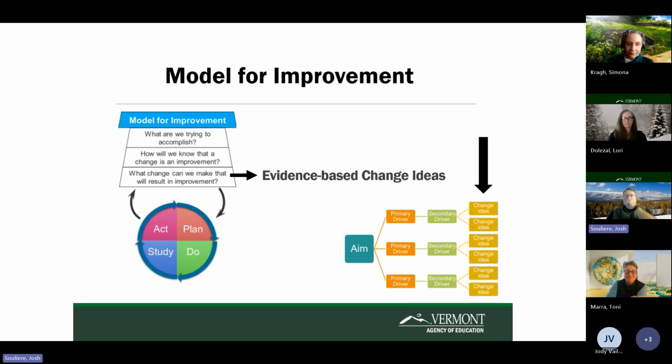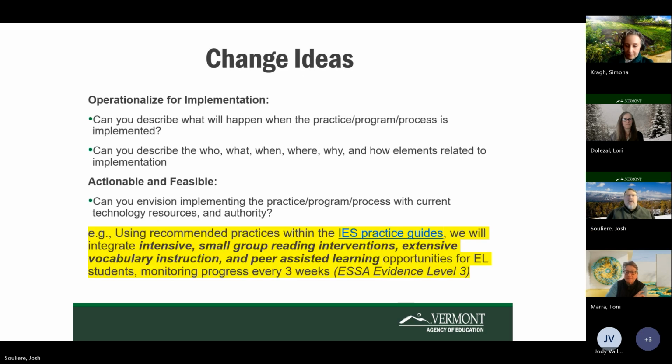Awesome. Thank you. All right, the next step, evidence-based change ideas can be selected based on the problems of practice, root causes, and intended goals. The implementation and efficacy of these change ideas will be what you are monitoring, and monitoring often in your PDSA inquiry cycles. You want to make sure to operationalize the change idea for implementation and make them actionable and feasible.